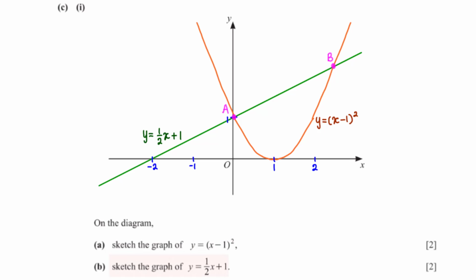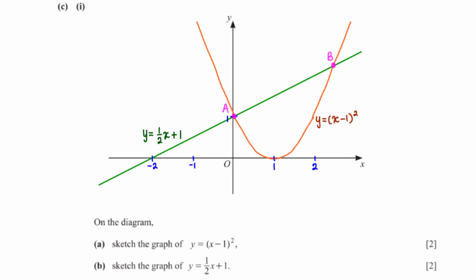On the diagram, sketch the graph of y equals half x plus 1. We can draw the graph of any straight line by finding the coordinates of 2 points that lie on the line. When we substitute x equals 0 into the equation of the line, we get the corresponding y value as 1. So we can plot 0, 1 on the diagram. When we substitute x equals negative 2 into the equation, we get y equals 0. And so we plot negative 2, 0 on the diagram. Now all we need to do is draw a straight line passing through the 2 points.